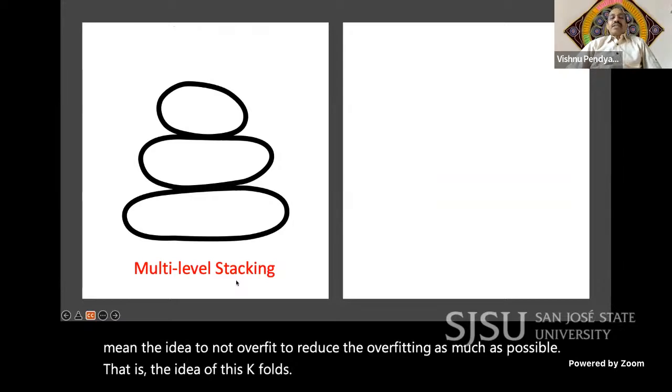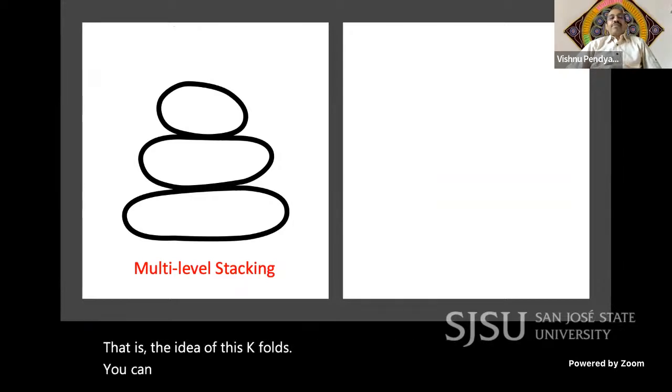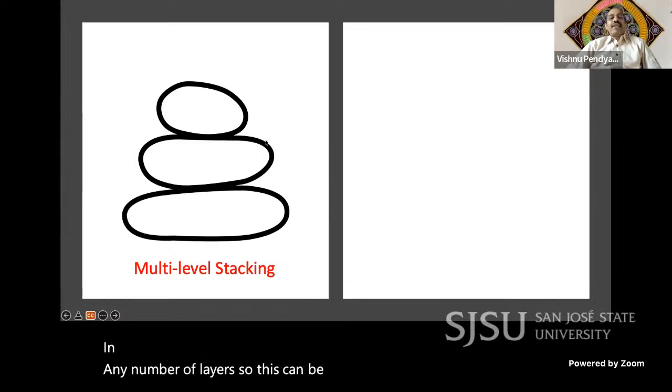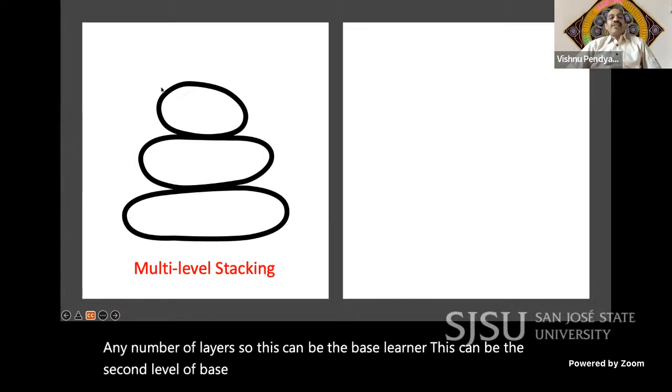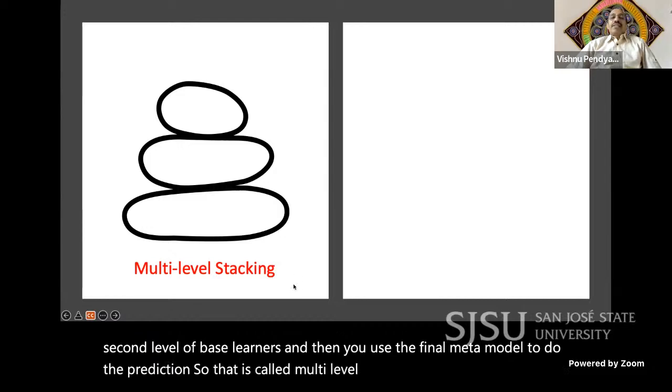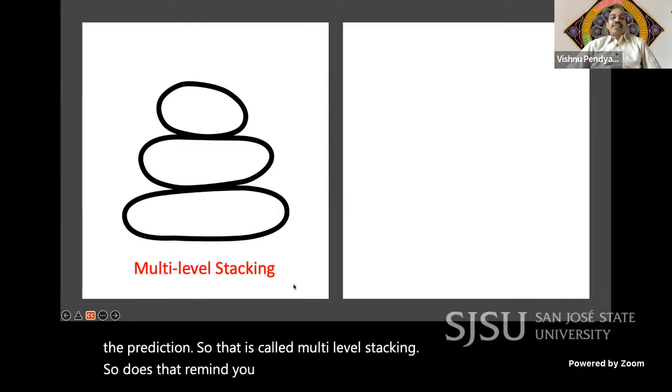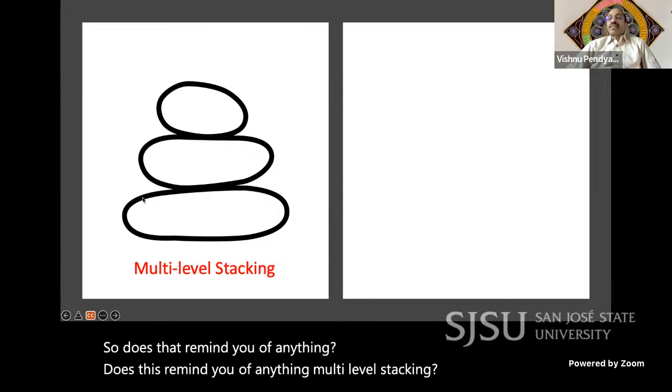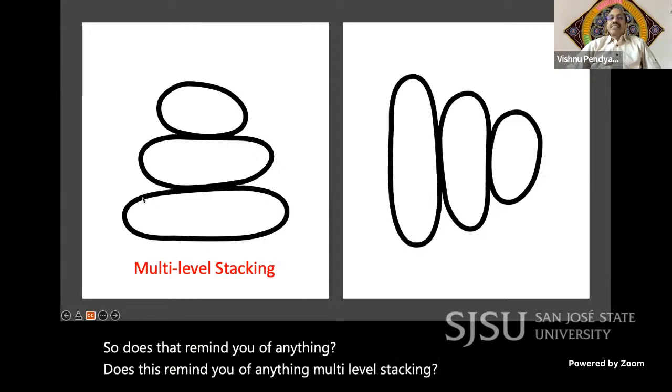Okay, you can stack models in any number of layers. So this can be the base learner, this can be the second level of base learners, and then you use the final meta model to do the prediction. So that is called multi-level stacking. So does that remind you of anything? Does this remind you of anything? Multi-level stacking? How about this?